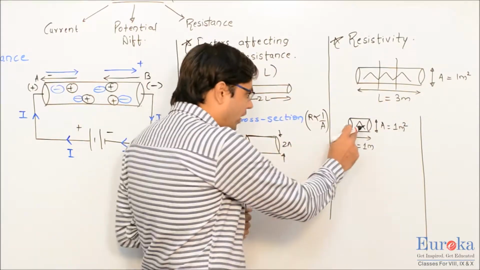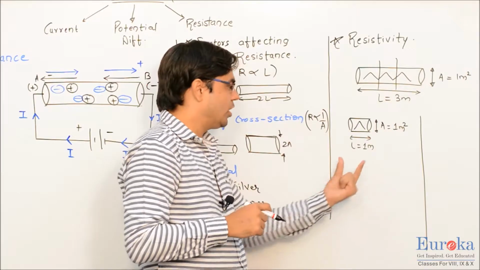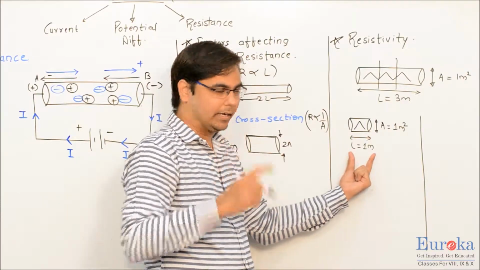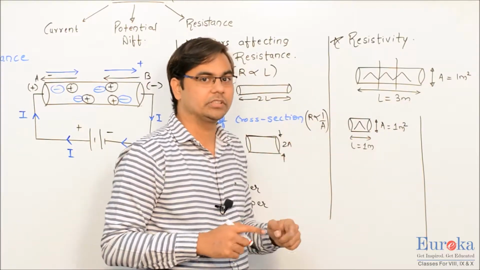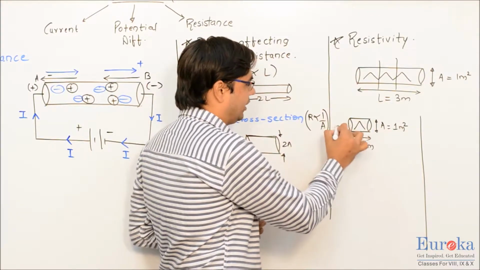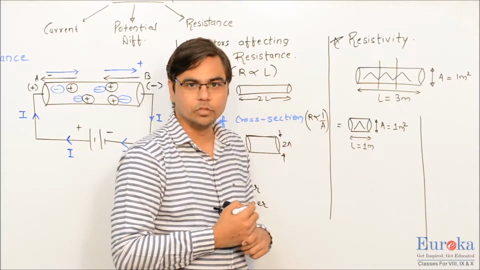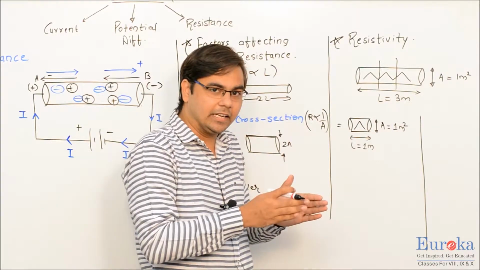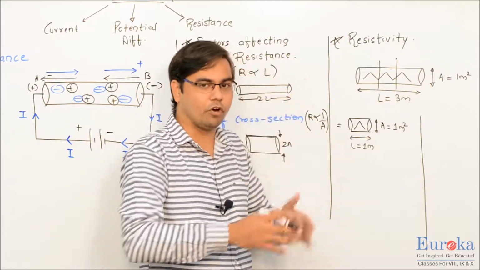This small resistance present inside unit length, that means 1 meter length, and unit area of cross section, that means 1 meter square area of cross section, is called as resistivity of the conductor. So to understand this in further detail, let us obtain the entire formula.